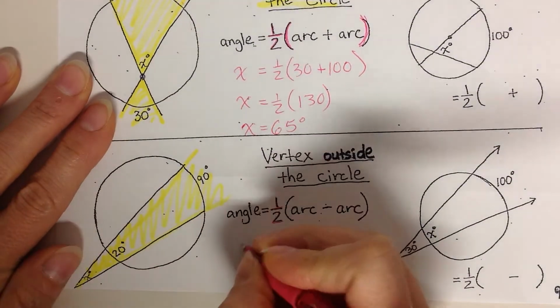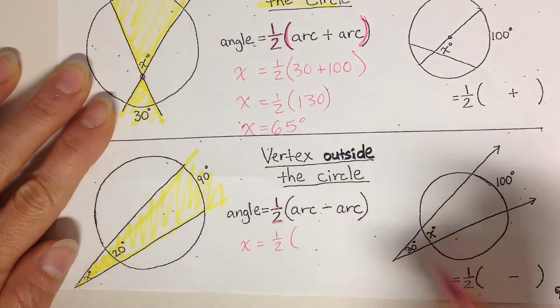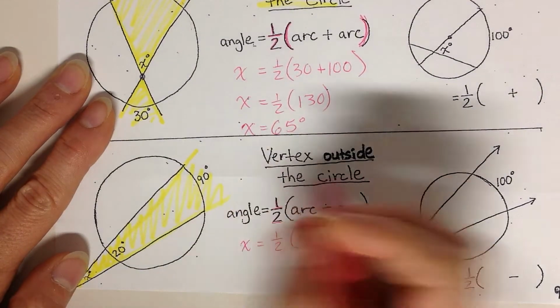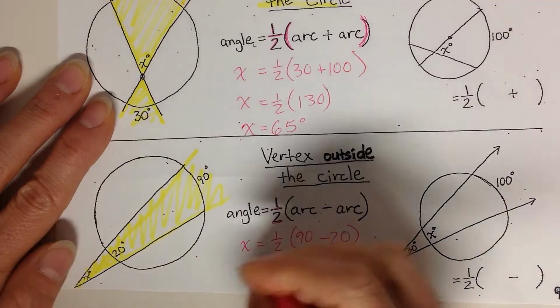My angle is the x. It's equal to half of arc minus arc. Now, because subtraction order matters, I want to always have a positive measurement, right? So I'm going to take the bigger arc first. It's always further away, and subtract the smaller one.